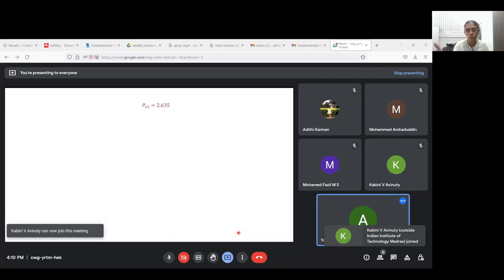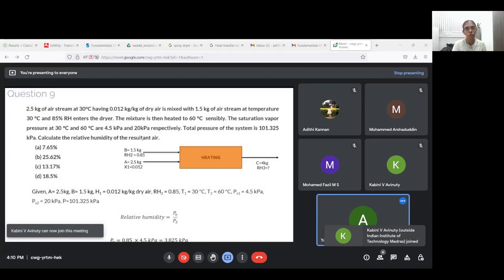So why we consider humidity to be constant irrespective of the temperature is because it is sensible heating. So from PV3, it is easier to calculate your RH. So RH3 is equal to PV3 divided by PS here. Sorry, there's a small change here. So RH3 is equal to 2.635 divided by your saturation pressure given previously at 60 degrees Celsius. So that is coming out to be 20 kilopascals.